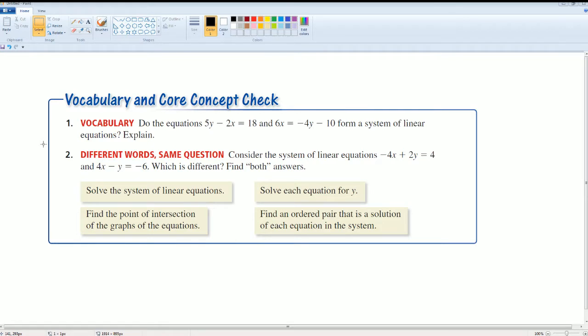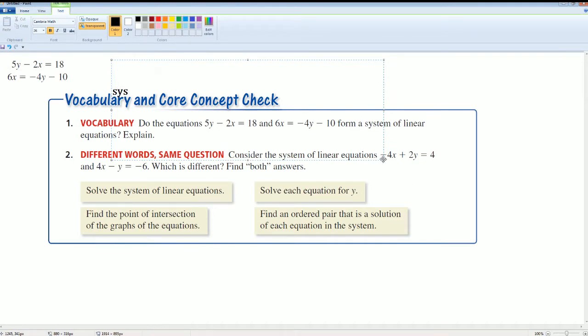Number one, it says: do the equations 5y minus 2x equals 18 and 6x equals negative 4 minus 10 form a system? You want to see if they form a system of equations. So let me grab this and we can physically look at it. First of all, they meet the requirement of a system in general. They form a system if they have a couple of things.